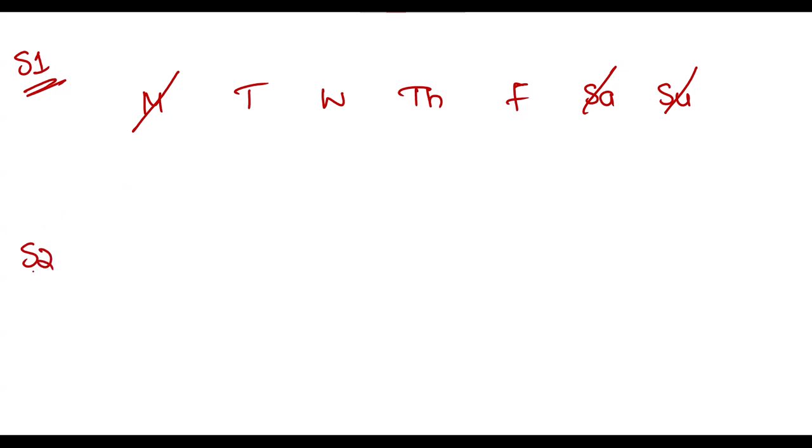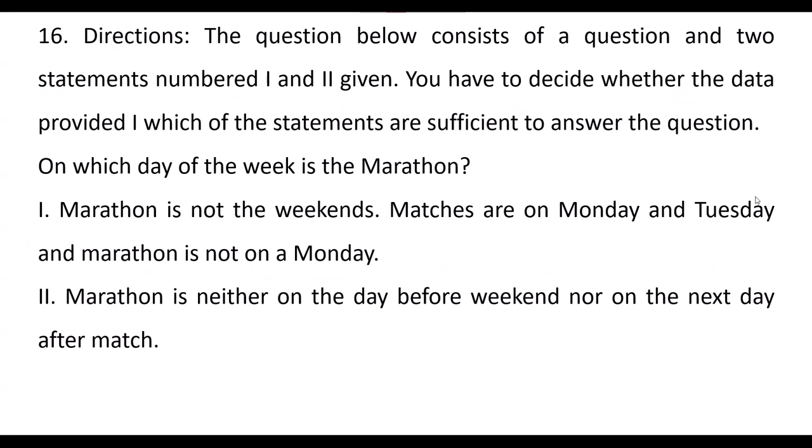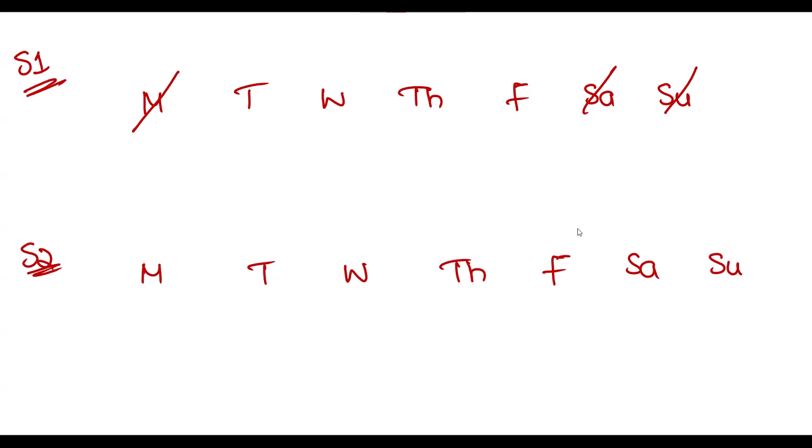Now we go for statement two alone. Monday, Tuesday, Wednesday, Thursday, Friday, Saturday, Sunday. Now if you look at statement two alone, the marathon is neither on the day before the weekend nor on the next day after the match. Not on the next day after the match. Matches is on, but that is using statement one, right?